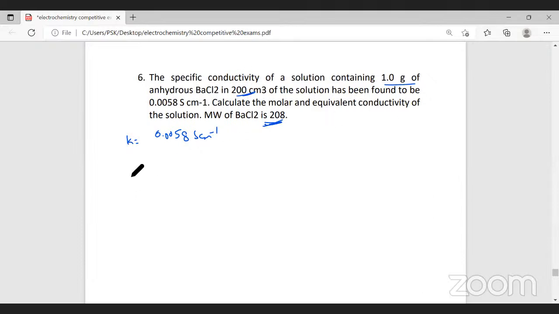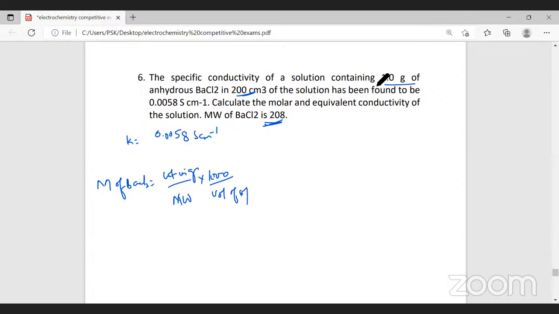Firstly, you need to calculate the molarity of barium chloride. How do you calculate the molarity of barium chloride? Weight in grams by molecular mass into 1000 divided by volume of the solution.